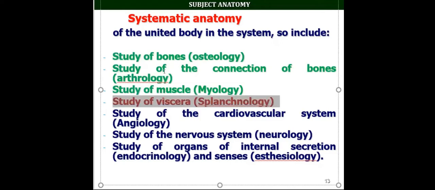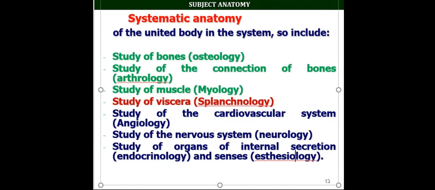It will be the alimentary system or digestive system. Next time it will be the respiratory system, urinary and genital system. And in the finish, study of the cardiovascular system or angiology, study of the nervous system, neurology, and study of the organs of internal secretion, endocrinology, and sense organs, esthesiology. And with this, names are very simple.